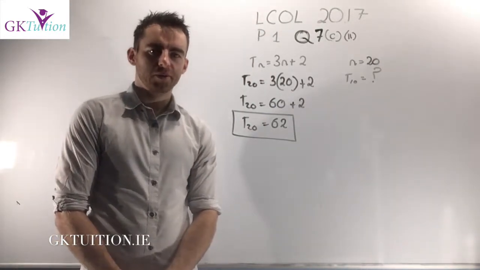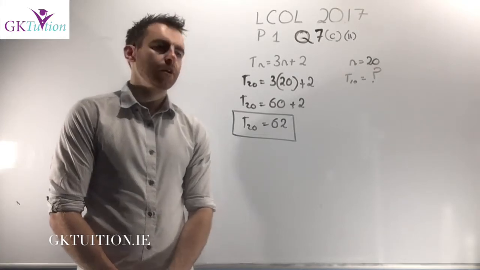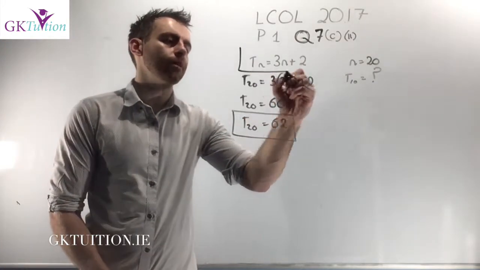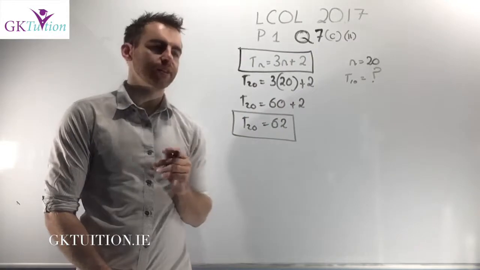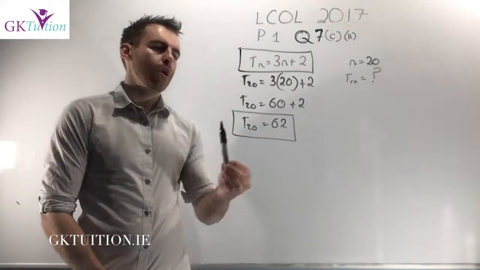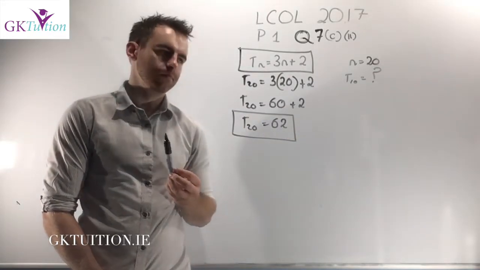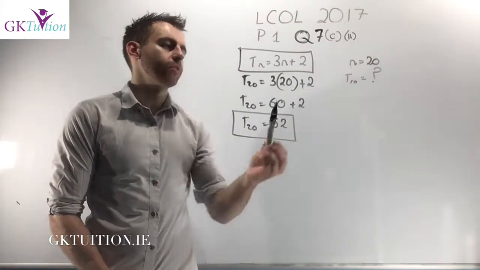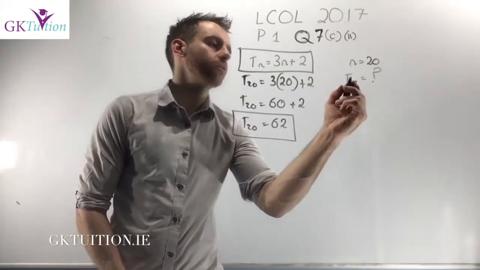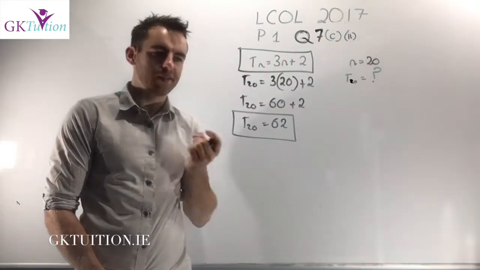Okay, in C part 2, they've asked me to find the number of tiles in the 20th pattern. So you should realize that the formula from C part 1 will allow me to work this out. I know that Tn is equal to 3n plus 2, where n is the pattern number and Tn is the number of tiles. So if they tell me that the pattern number is 20, I can work out what T20 is, or in other words, how many tiles are in the 20th pattern.